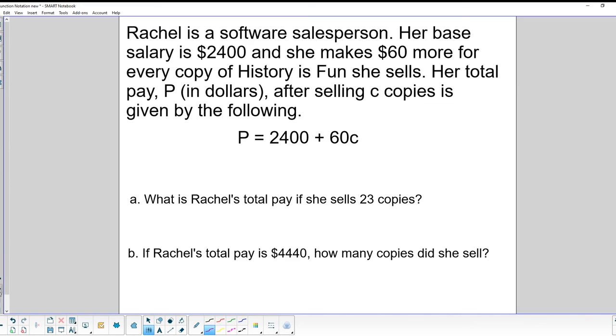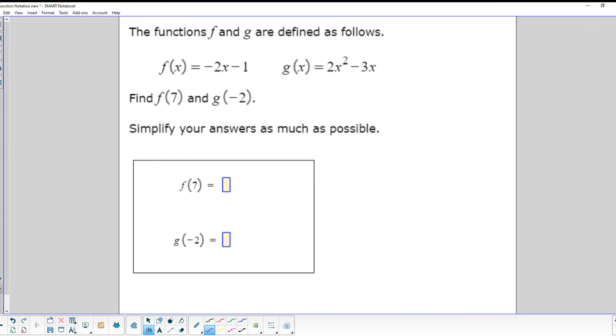Okay, so we'll skip this one, but this is very similar. Rachel's total pay if she sells 23 copies of software, and it's the software that History is Fun that she sells. So you can kind of figure out how much that she would make doing that.